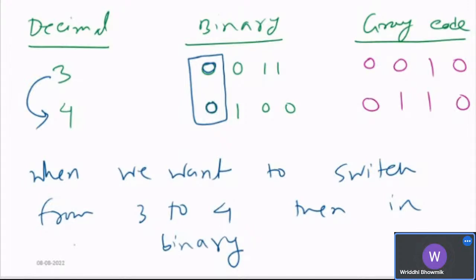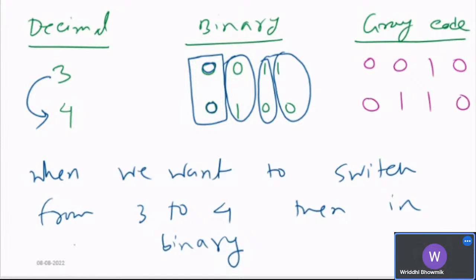But if you see these bits, when we are trying to switch from 3 to 4, we need to switch in 3 positions, right? Isn't it? We need to switch in 3 positions. Okay, I'll explain again. 1 minute.